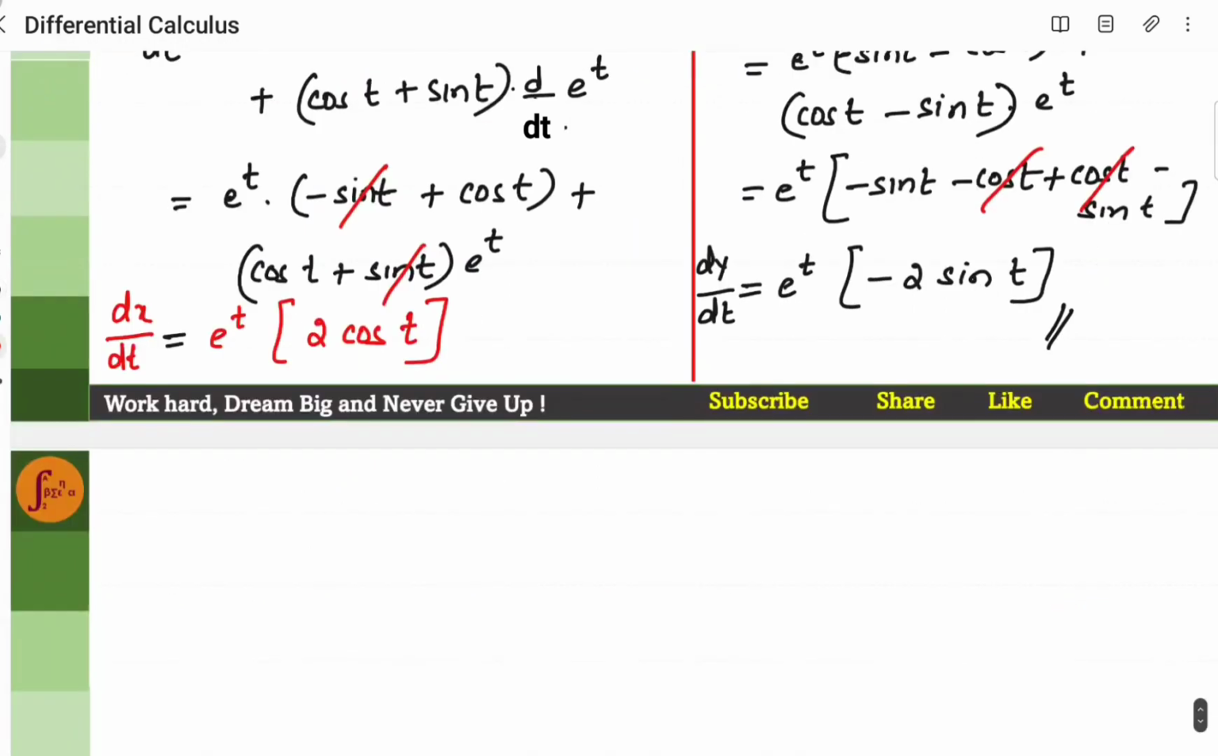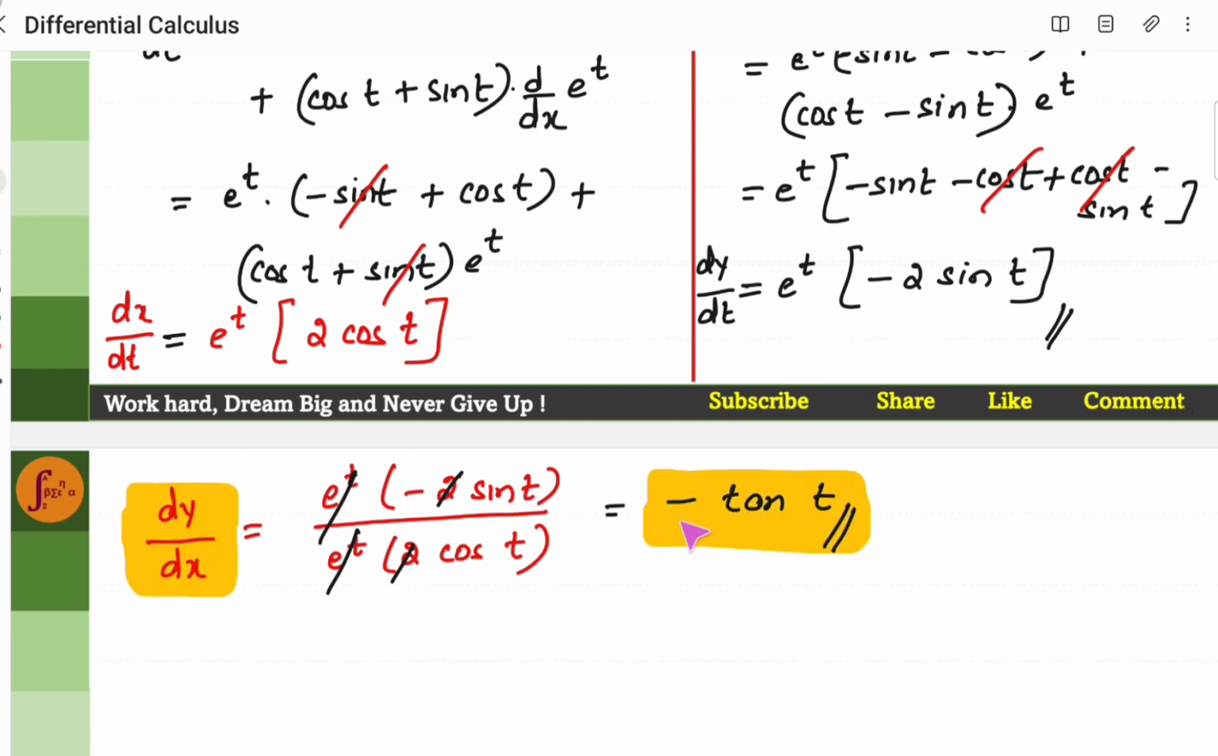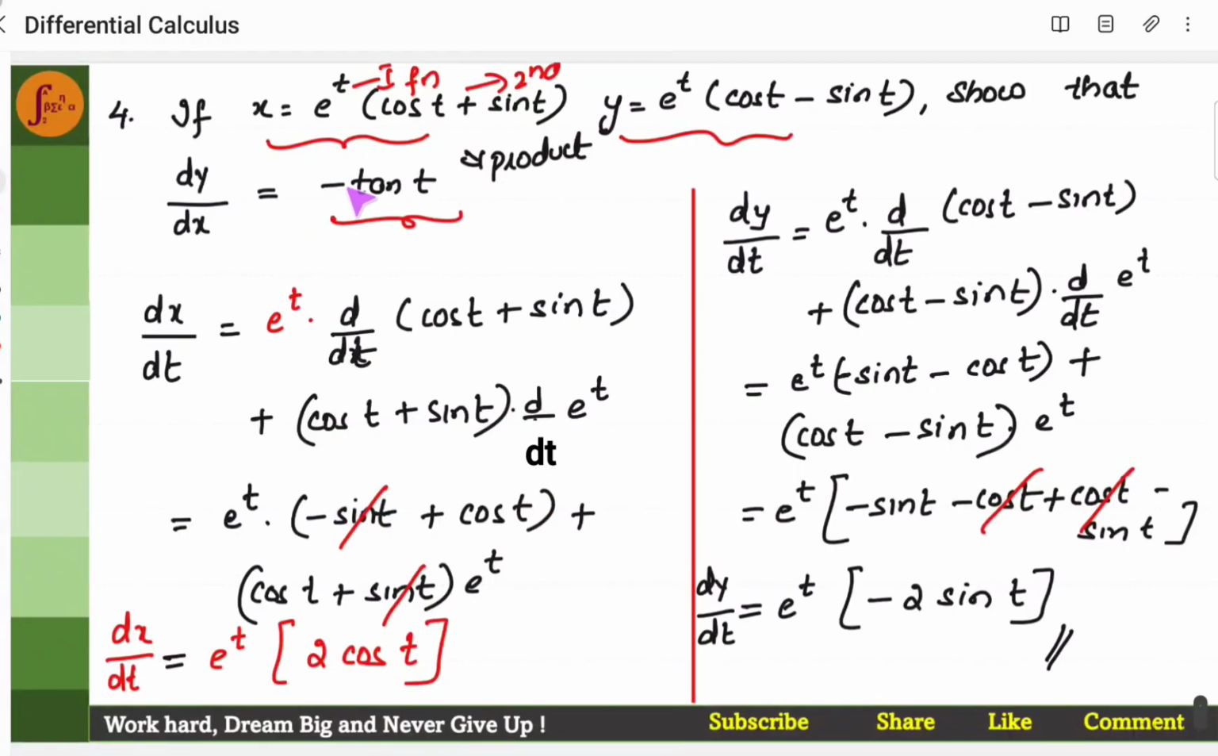So now what is dy by dx? We need to find dy by dx. So this by this. It is e to the power t into minus 2 sin t by e to the power t into 2 cos t. This will get cancelled. So we'll get minus tan t. Sin by cos is tan. So this is what we are supposed to prove: dy by dx is minus tan t.